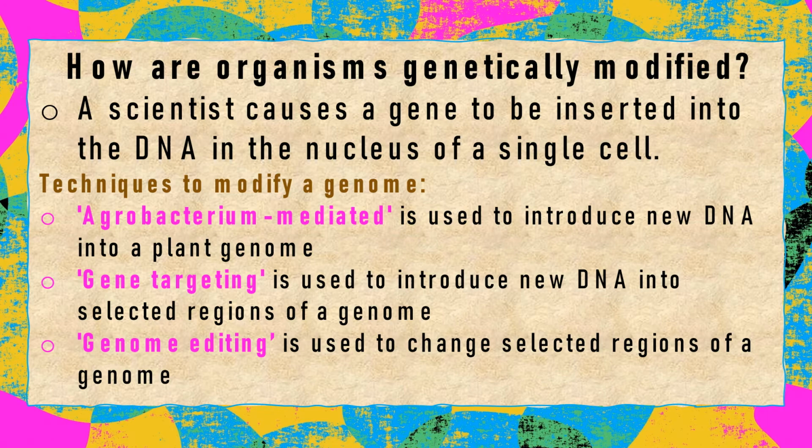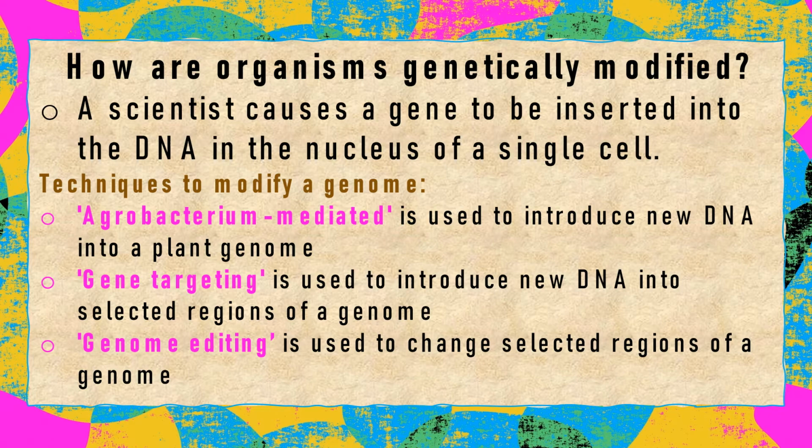A scientist causes a gene to be inserted into the DNA in the nucleus of a single cell. Once this single cell has been modified, the scientist will treat it with naturally occurring plant hormones to stimulate growth and development. This one cell will start to divide, which is the natural growth process for an organism, and the resulting cells begin to take on specialized functions until they become a whole plant. Because this new plant was ultimately derived from a single cell with the inserted gene, all of the cells in the regenerated plant contain that new gene.